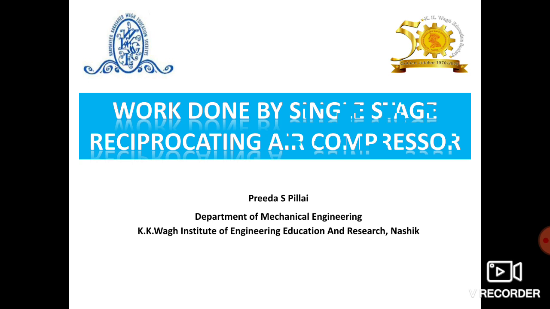First we need to understand what is single stage. Single stage means pressure is achieved in one step. Means if we require pressure 1 to 9 bar, then we achieve it in a single stroke. So it is known as a single stage compressor.